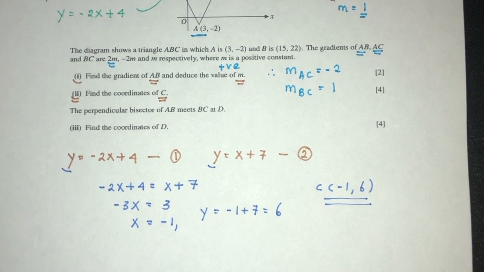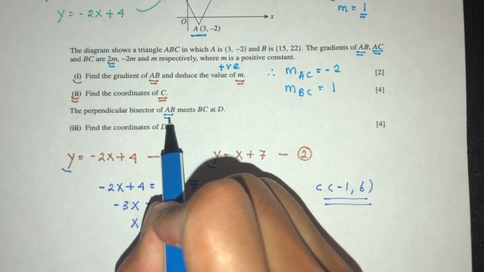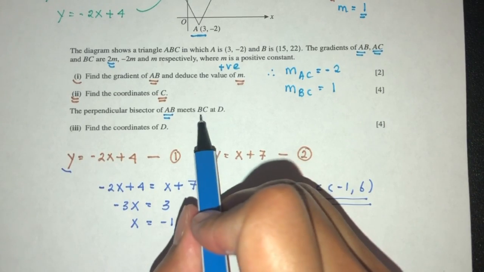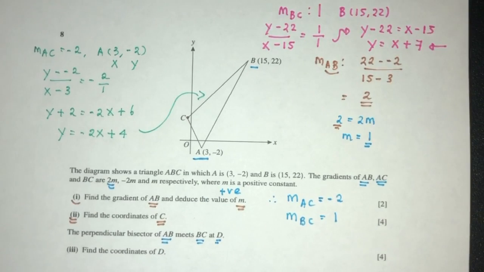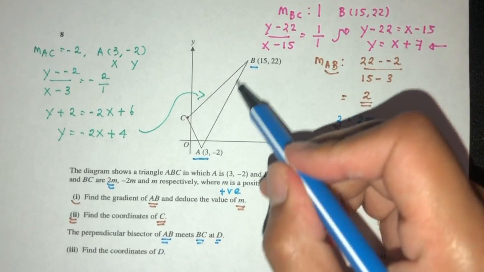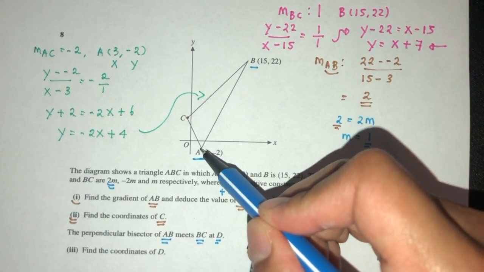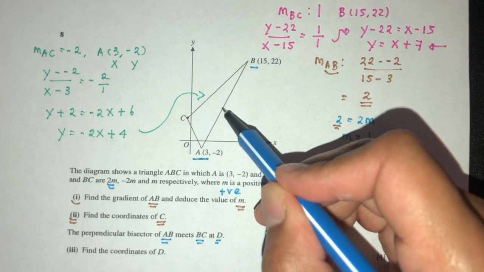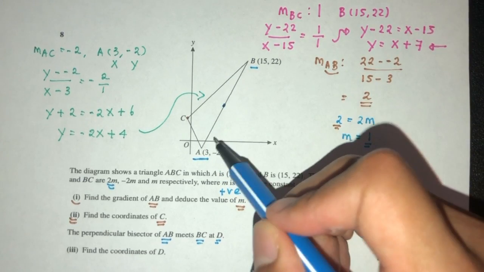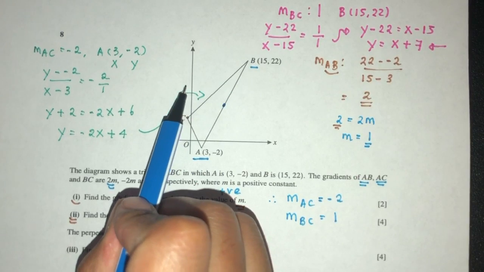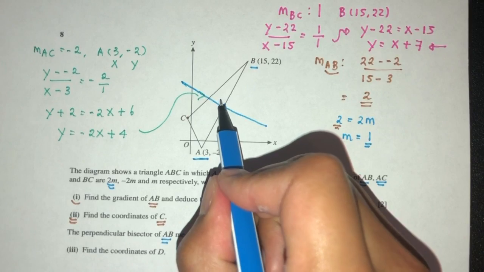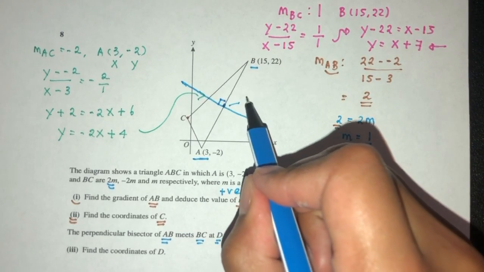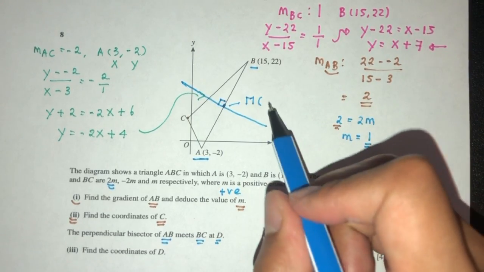Now, the perpendicular bisector of AB meets BC at D. So for example, if you had a perpendicular bisector of AB, so AB is this line, the perpendicular bisector is a line passing through the midpoint of AB at 90 degrees, at right angle, right? So first we can find the midpoint. The midpoint is pretty easy.